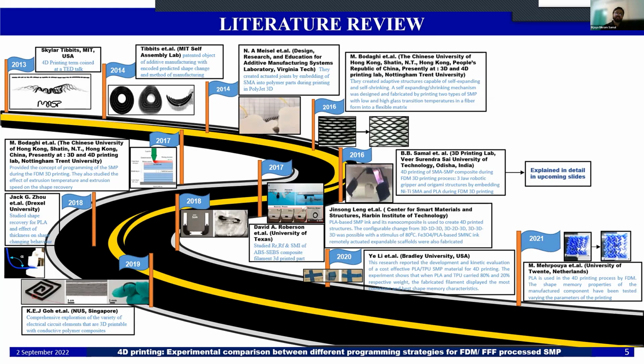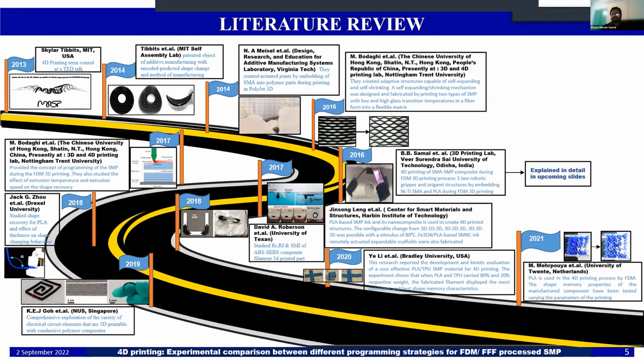And again, in 2018, Robertson and their group from University of Texas studied the recovery ratio, fixation ratio, and shape memory index of ABS and SCBS-based composites, where ABS is a hard structure and SCBS is used as a plasticizer. In 2019, KEJ Go from NUS studied conductive PLA polymer. They used PLA polymer and they have created different electrical circuits.